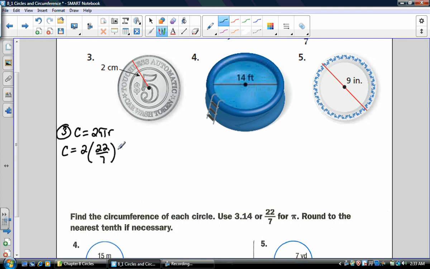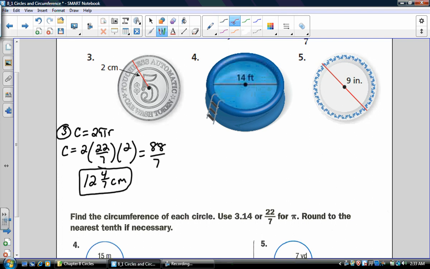22/7 times 2. And let's see, can we divide out anything? No, we can't. So 2 times 22 is 44. 44 times 2 is going to be 88. 88/7. And 7 times 12 is 84. 84 with 4 left over, so that's going to be 12 and 4/7. Those are centimeters for the circumference of that circle.